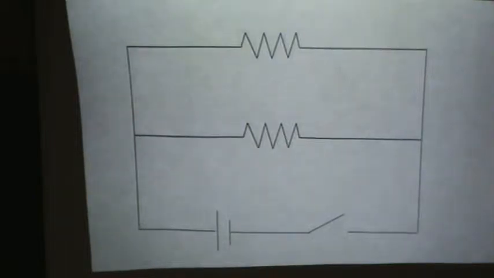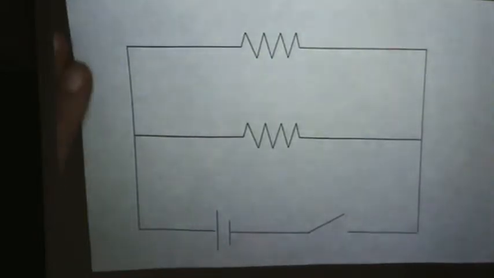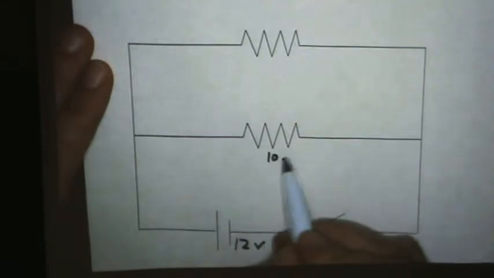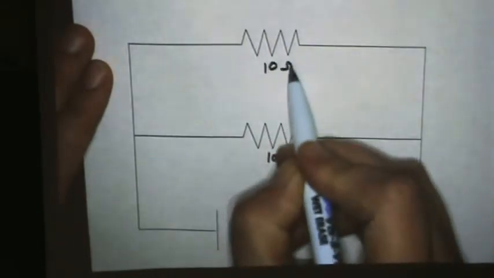Okay, so this is a parallel circuit. I can tell this is a parallel circuit because a parallel circuit has more than one pathway for electrons in which to travel. We have, again, a 12-volt battery, and we have two 10-ohm resistors. And these, again, are in parallel.